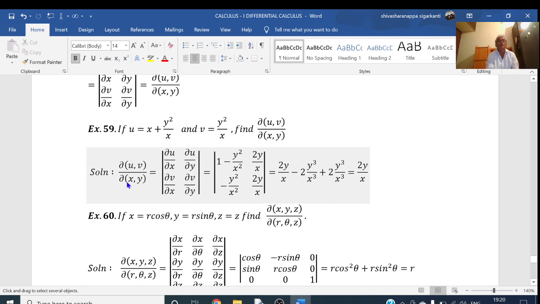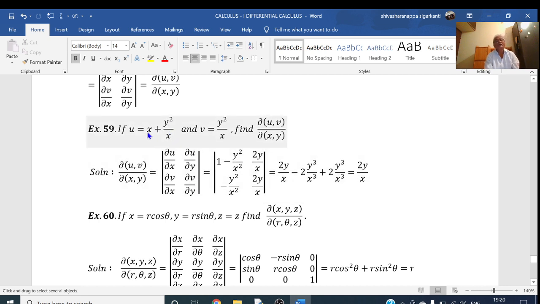So ∂(u,v)/∂(x,y) is equal to the determinant. First row derivatives of u, second row derivatives of v with respect to x, y: ∂u/∂x, ∂u/∂y, ∂v/∂x, ∂v/∂y. So differentiate. What is ∂u/∂x? This is our u. ∂u/∂x is nothing but x derivative is 1, plus y square is a constant quantity, 1 by x derivative is minus 1 by x square. That is 1 minus y square by x square.